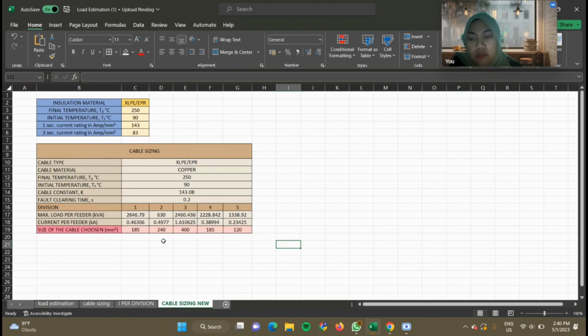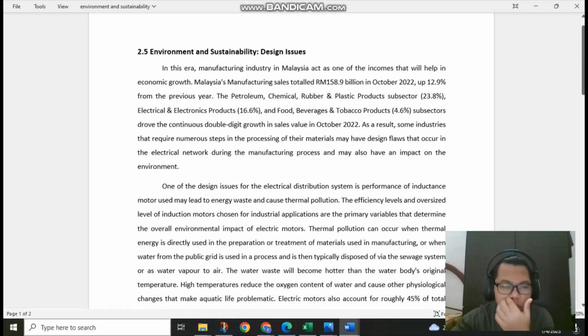And for division 2, we choose the size of the cable is 240 millimeter per square, and for division 3 we choose 400 millimeter per square, and for division 4 we choose the size of the cable is 185 millimeter per square, and lastly for division 5 we choose the size of the cable is 120 millimeter per square. That's all.